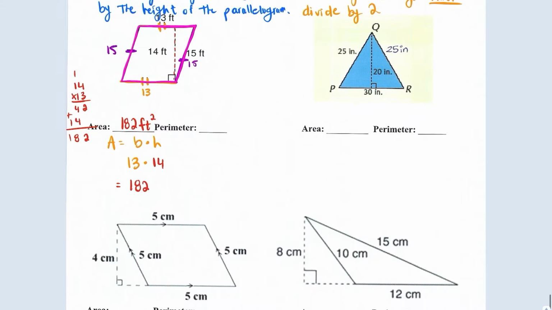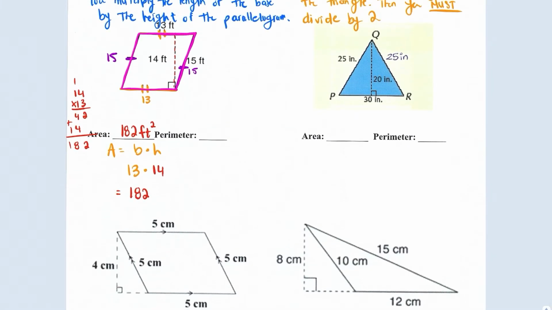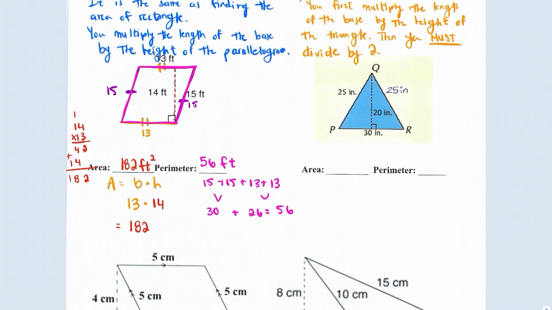So we are finding the length of this pink section here. So it looks like I'm going to be adding 15 plus 15 plus 13 plus 13 to get my perimeter. I know that 15 plus 15 is 30, and then I know that 13 plus 13 is 26. So when I add 30 plus 26, what do I get? I get 56. And this is just going to be 56 feet because we're not talking about area and we're not talking about volume. So it's just going to be plain old feet.